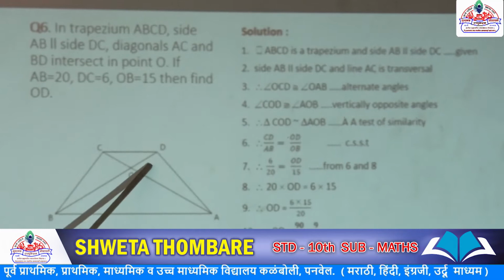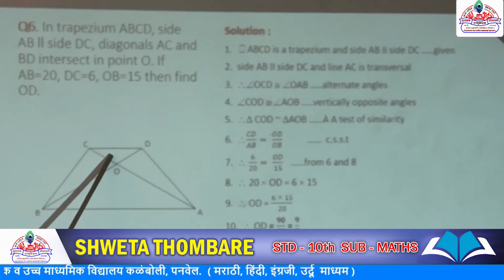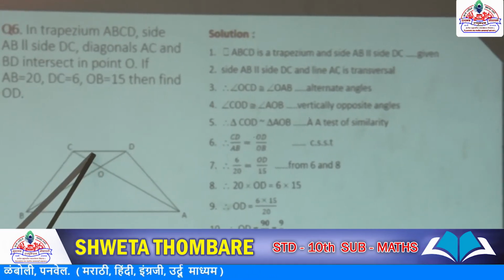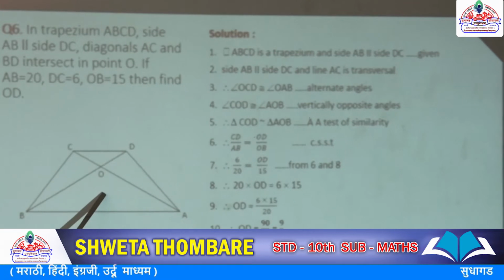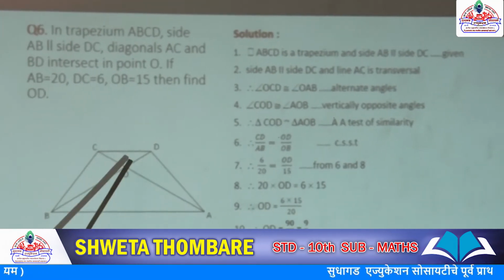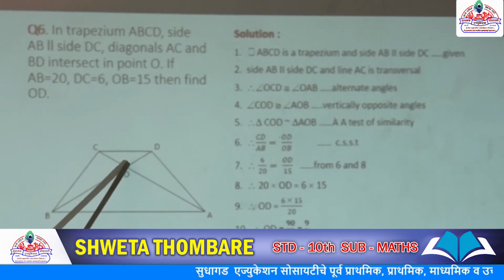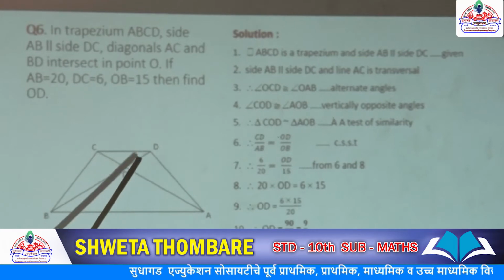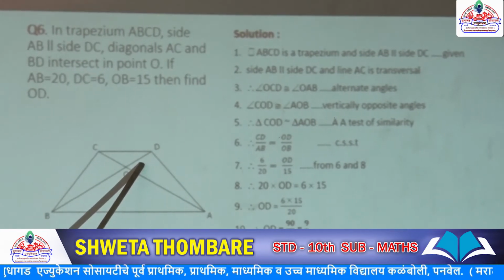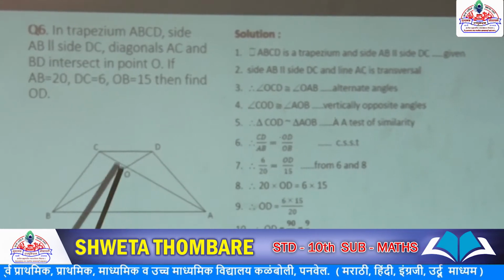Now see here, this OD is nothing but one of the sides of the triangle COD. So to find the length of OD, if we show both these triangles similar, triangle COD and triangle AOB, then by showing the sides in proportion, we can find the length of OD. Let us see the solution. Now you get the idea.